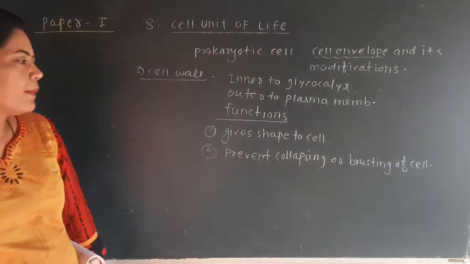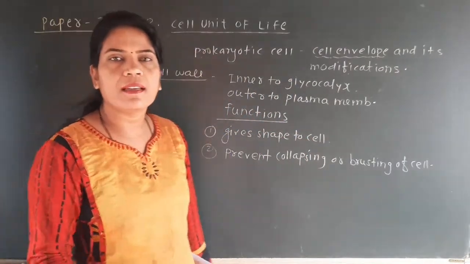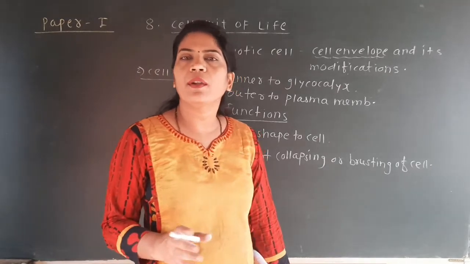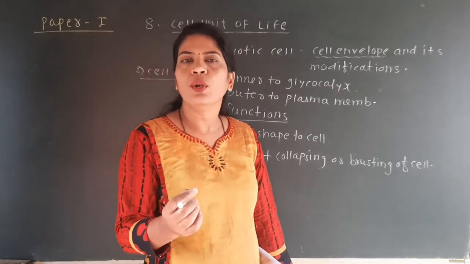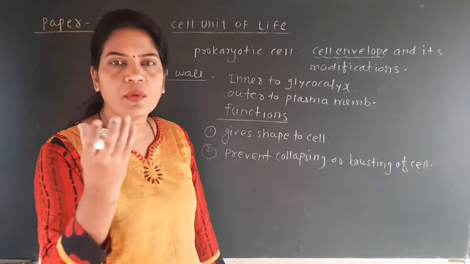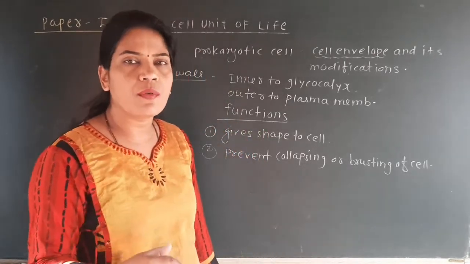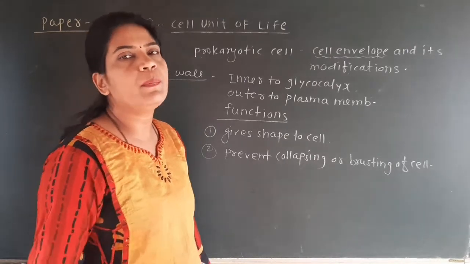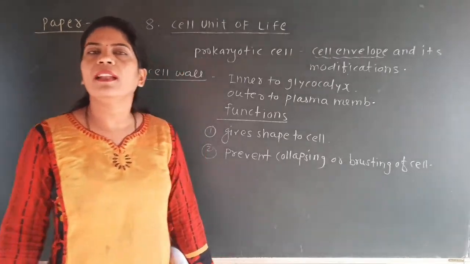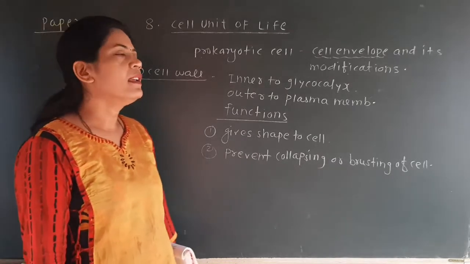What is meant by collapsing or bursting of the cell? That means that bacteria, due to the cell wall, do not break down, do not collapse and do not burst, because the outermost rigid covering is present in that prokaryotic cell, and that is nothing but the cell wall.